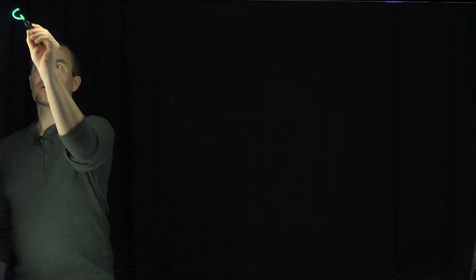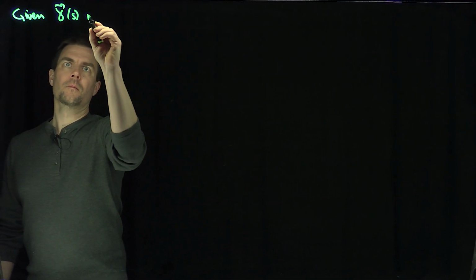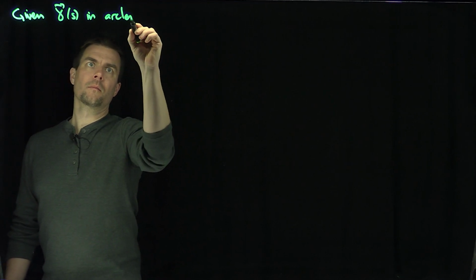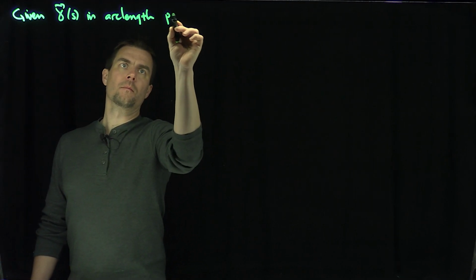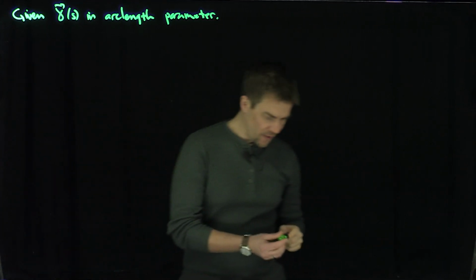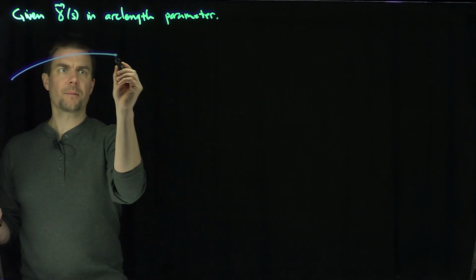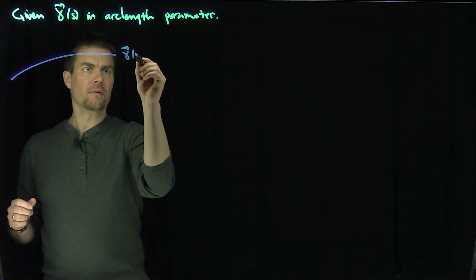Hello students, in this video we'll consider tubular neighborhoods of a curve. Let's be given a curve in arc length parameter. Okay. And so let's draw this curve. Here's our curve gamma of s.